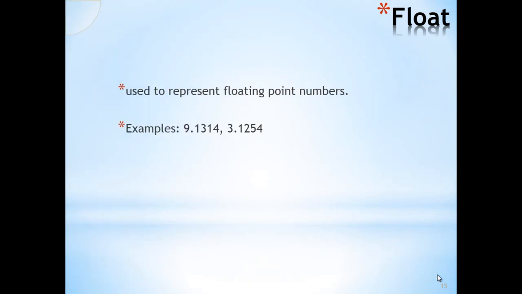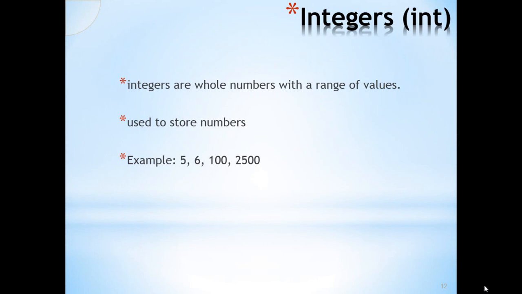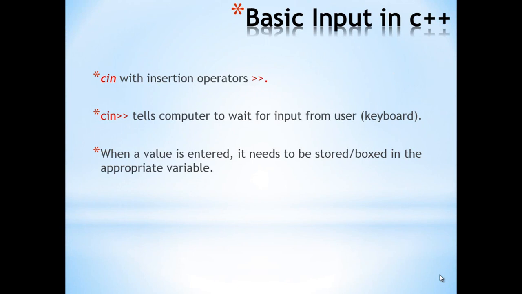Float is used to represent floating point numbers. Example: 9.1314. Second example: 3.1254. The point values come in the float type, and in the integer type example we didn't see any point value. It's just 5, 600, a digit. So this is the main function. If we want our answer or our result in the point, we will have to put that answer in the float data type.